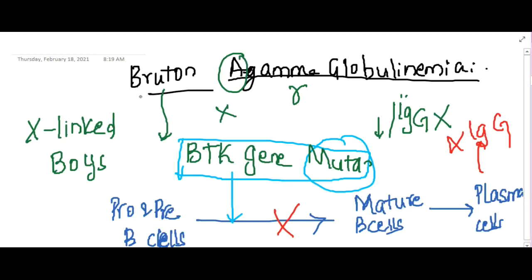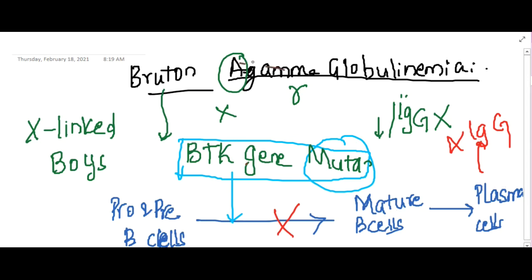X-linked agammaglobulinemia is also called Bruton's agammaglobulinemia. It is an X-linked disorder most commonly seen in boys. Here, pro and pre B cells, which are the precursors of mature B cells, get converted to mature B cells with the help of the BTK gene, and these mature B cells result in plasma cells which form immunoglobulins. Now if there is a mutation in this BTK gene, then the mature B cells are not formed, there would not be any plasma cells, and no immunoglobulins are formed.